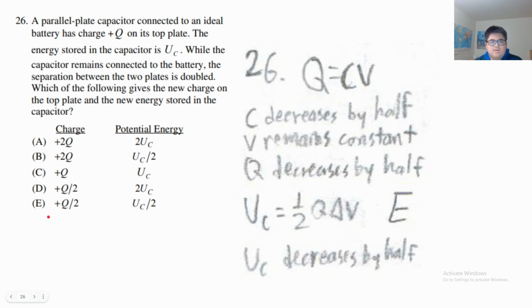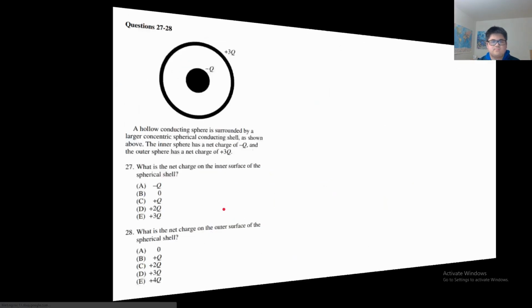And now we're gonna use the equation for potential energy. The equation for potential energy is also on your formula sheet. It's equal to 1/2 times Q delta V. So since delta V remains the same and since Q decreases by half, then the potential energy must also decrease by half. So the correct answer is E.